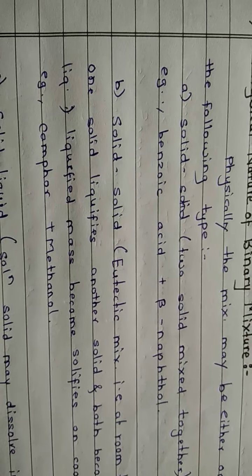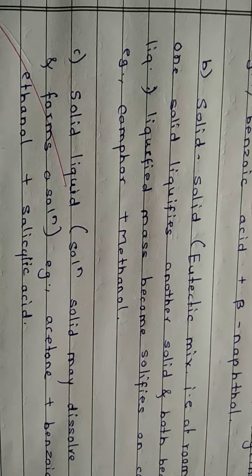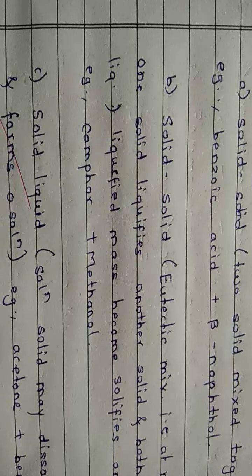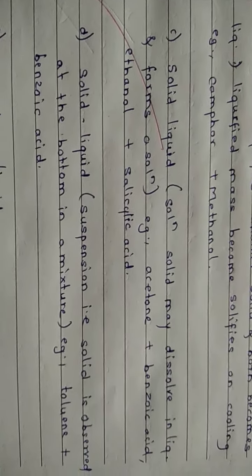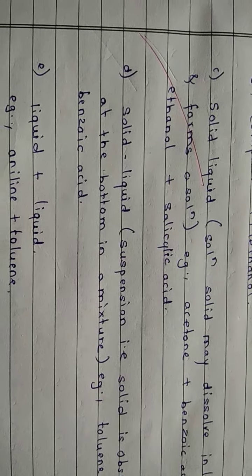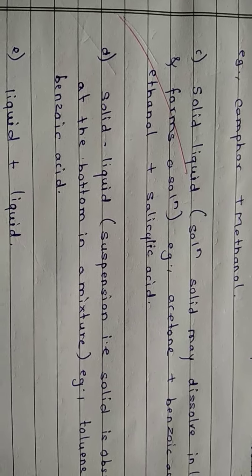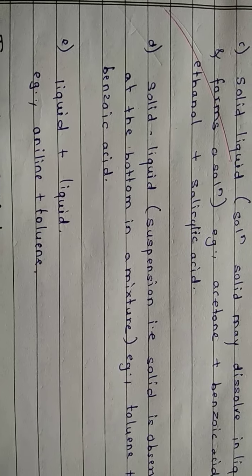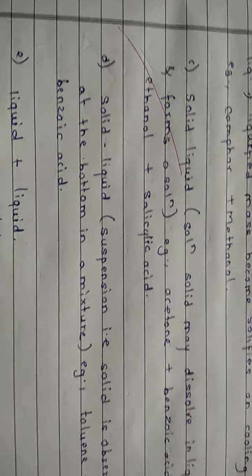Okay, so the physical nature of a binary mixture may be solid-solid, in which two solids mix together. Next one, solid-solid, in which one is a solid and another one is also a solid, but it is eutectic, so it can liquefy at room temperature. Third one is solid-liquid, in which the solid can dissolve completely in the liquid form. Fourth one is solid-liquid, in which the solid is insoluble in the liquid, so it is present at the bottom as a precipitate. And fifth one is liquid-liquid, so you can be provided with two liquid samples.